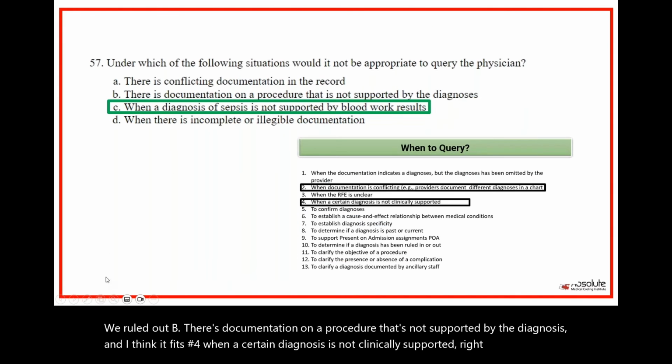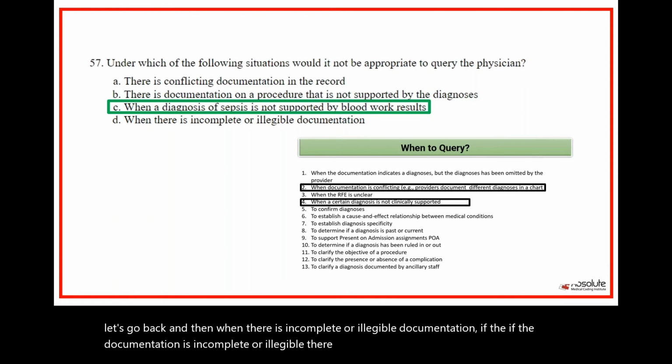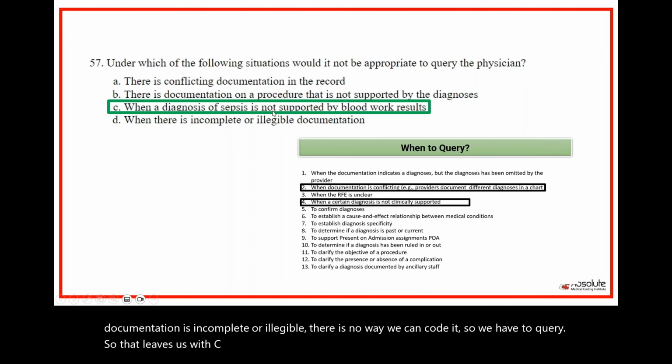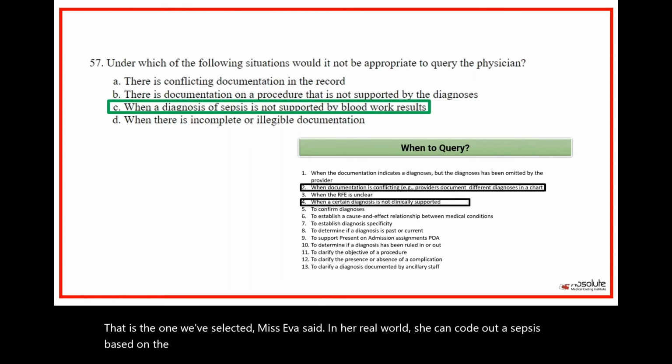And then D, when there is incomplete or illegible documentation. If the documentation is incomplete or illegible, there is no way we can code it, so we have to query. That leaves us with C, when a diagnosis of sepsis is not supported by blood work results. That is the one we've selected. Miss Eva said that in her real world, she can code sepsis based on the doctor's documentation. So that is the only one that's left, and the other three have to go.